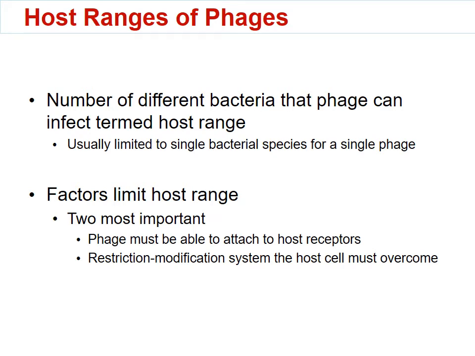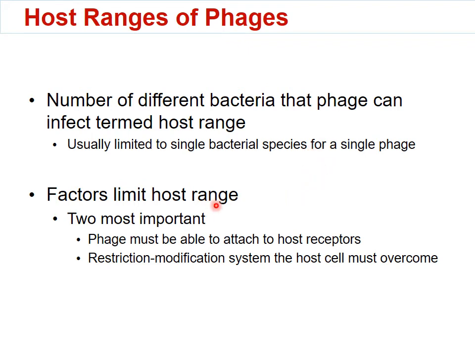So we're going to look at the host range for bacteriophages. The host range is the number of different bacteria that a phage can infect. This is its host range. This is usually limited to a single species for a particular phage. Some have a little bit wider range. Some can only affect very, very restricted strains of the same species. So it's maybe one or two strains, and some are a little bit more promiscuous.